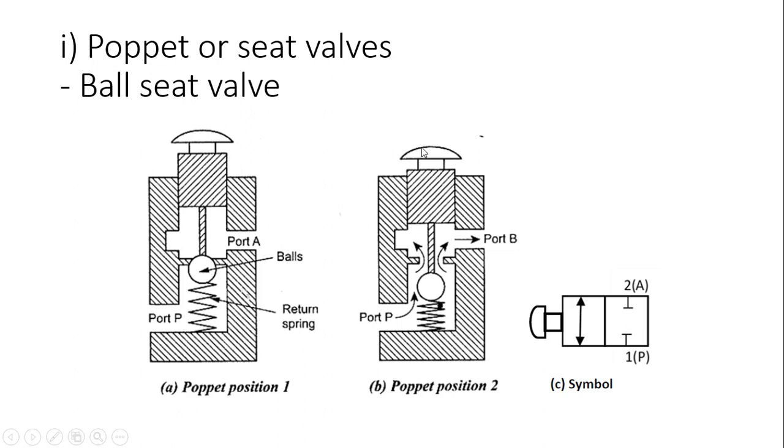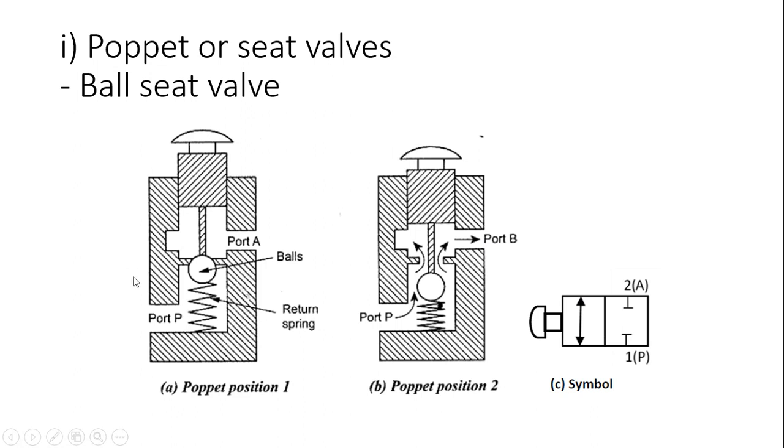If you drop the push button, this ball will come down, pushing the spring force, and there will be a channel which will connect your pressure port with the working port. So pressure port is connected to working port. Now we can say that in this position, 1 is connected to 2. So this is how the working is there.